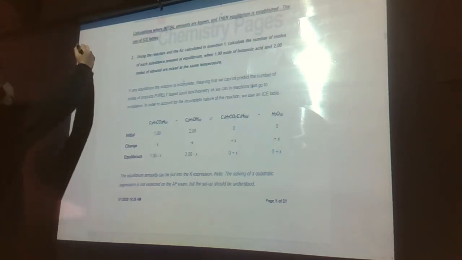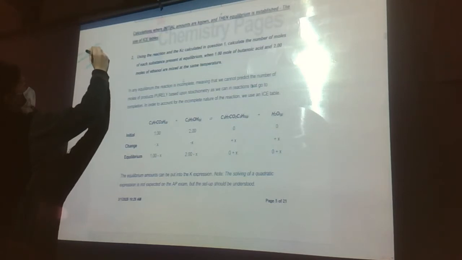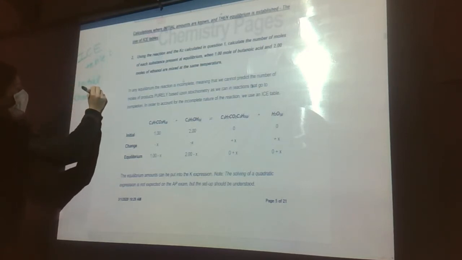Using the reaction and the Kc calculated in question 1, calculate the number of moles of each substance present at equilibrium when 1 mole of butanoic acid and 2 moles of ethanol are mixed at the same temperature. Okay, so this is where we use something called an ICE table. ICE stands for initial, change, and then equilibrium.